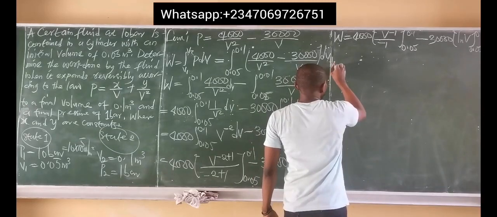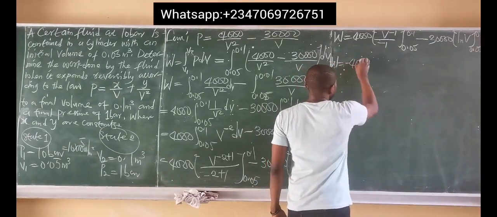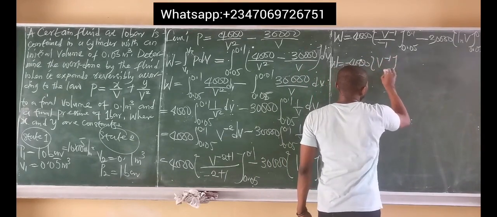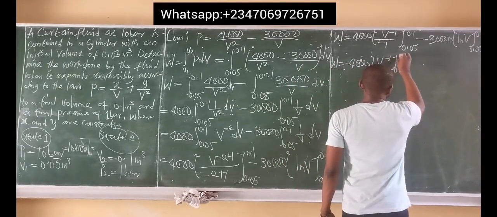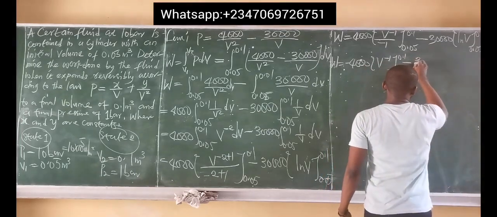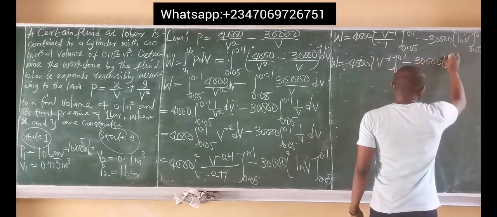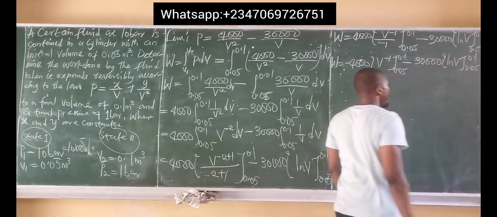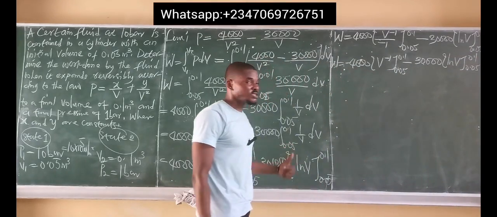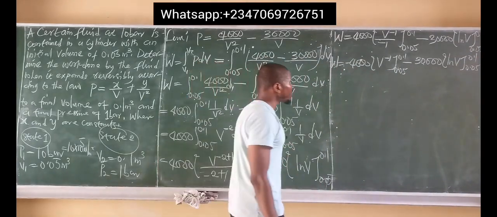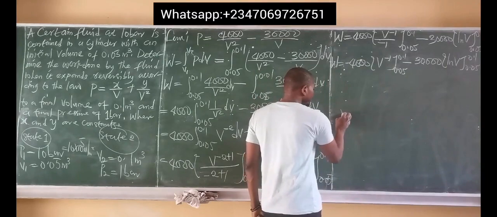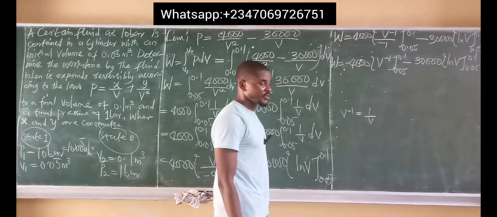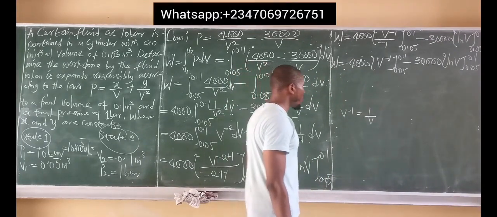So the work done is now equal to minus 4,000 into v to the power of minus 1 from 0.05 to 0.1, minus 30,000 into ln v from 0.05 to 0.1. So I'm trying to do everything together so that I'll put the limits at the same time. Now, from indices, once more, v to the power of minus 1 simply means 1 all over v. We already know this from indices. V to the power of minus 1 is simply 1 all over v.